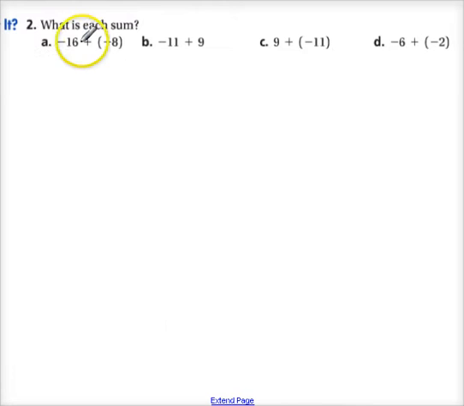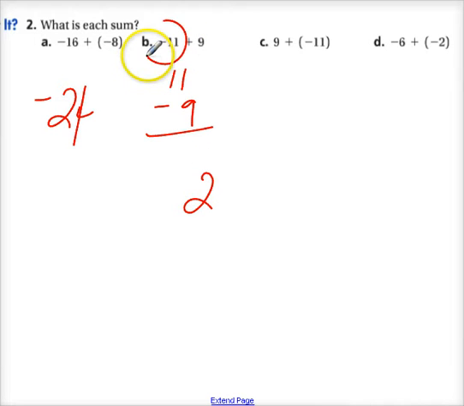All right, here's a couple more. When you see the same sign, you just add the numbers up and make them the sign that the two numbers had. So these are both negative, negative 24. Negative 11 plus 9, different signs. Subtract the numbers, I get 2. The biggest one, with the greatest distance from 0, holds the sign.